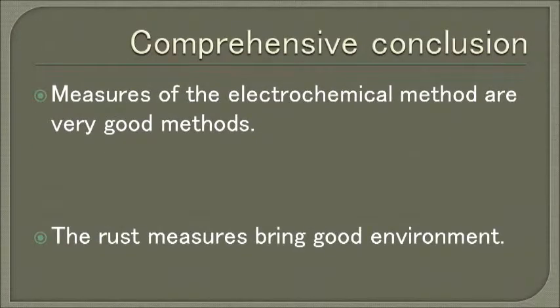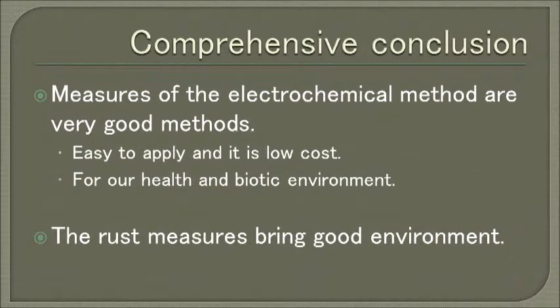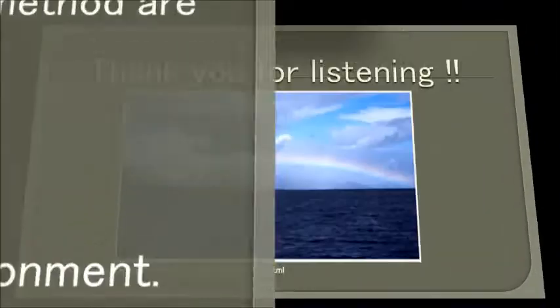Comprehensive conclusion. From these points of view, rust can be prevented effectively by applying techniques using electricity. And there is the point of view of not adversely affecting other microbes and human beings. Therefore, it is necessary for us to think about how to prevent rust in our immediate environment.